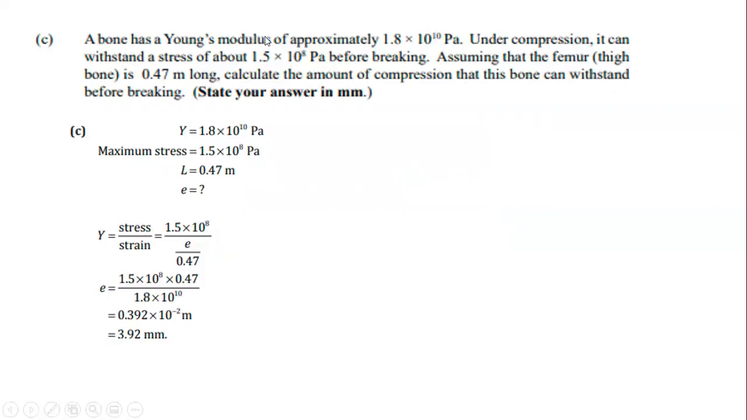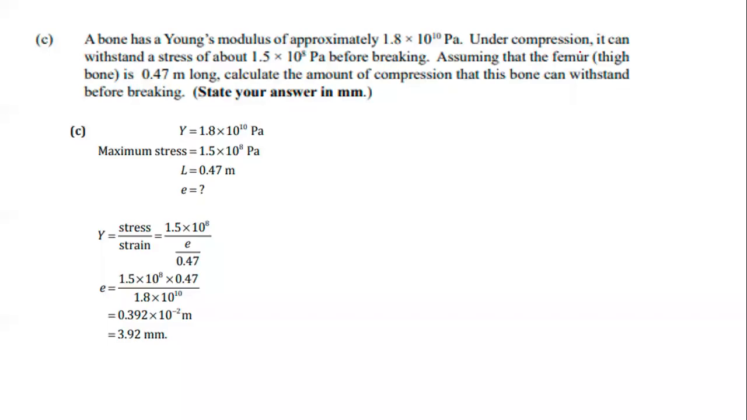Okay, it says a bone has a Young's modulus of 1.8 times 10 to the 10 pascals. Under compression, it withstands a stress of 1.5 times 10 to the 8 pascals before breaking. So rather than talking about extension, we're talking about compression, which is kind of like the same thing, but that's what you're going to try to find in this case. With the equation that strain is equal to extension over the length, the compression in this case speaks to the extension. Really, it's not extending, it's compressing, so it's decreasing.